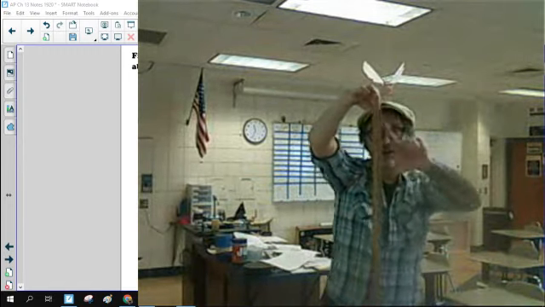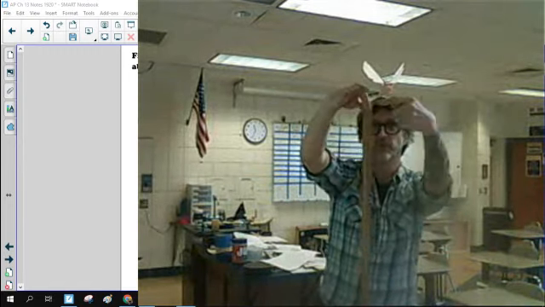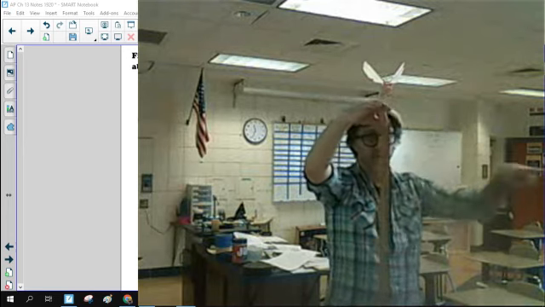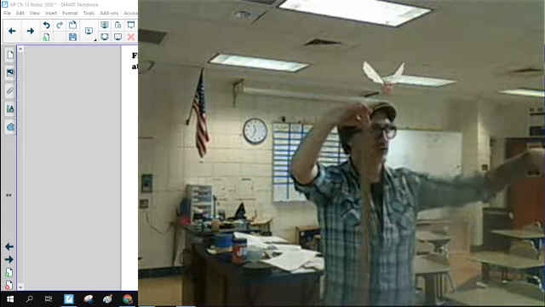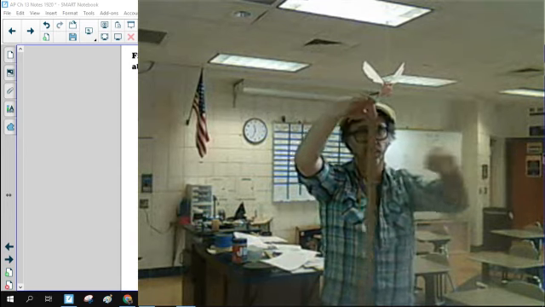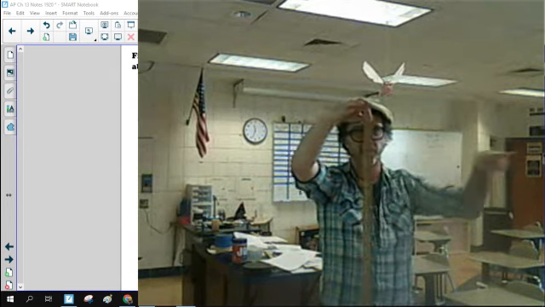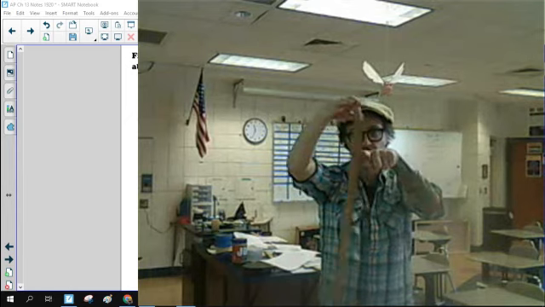So check it out. Right now my radius, remember the radius is the distance from my pivot point to where the particle is going to hit, right? So check it out. I'm going to move my finger really slowly. Oh, that barely gave the meter stick any angular momentum, right?